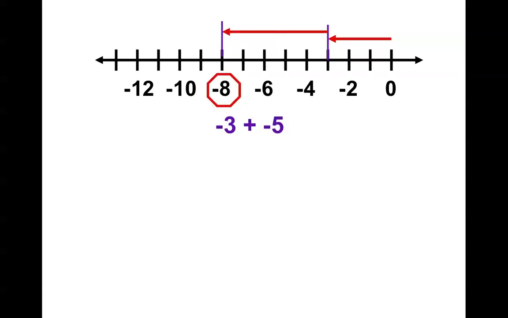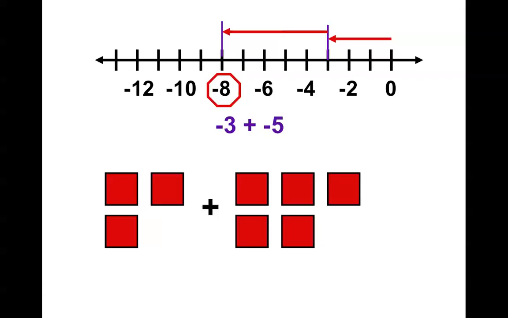We can also see this with some blocks. You'll notice that once again, if we count these up, 3 plus 5, I go 1, 2, 3, 4, 5, 6, 7, 8, and we have 8 negative blocks, so that stands for negative 8. And that's all adding negative numbers is. You're just counting up the number of negative numbers.